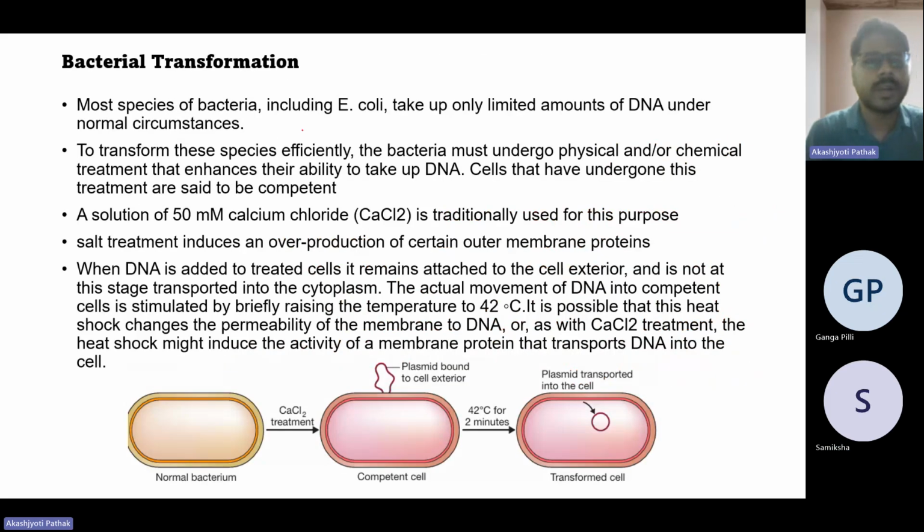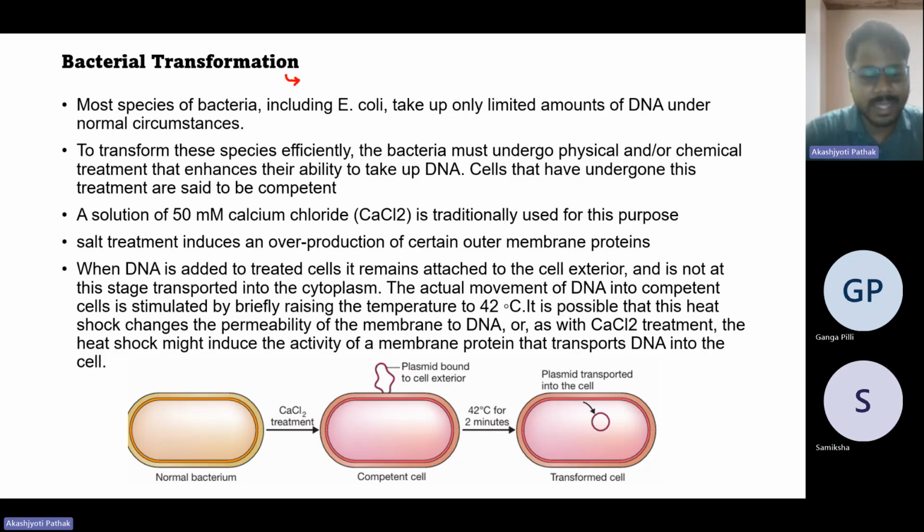So what is transformation? You all know, right? Can you tell briefly what is transformation? Because we have already covered these topics earlier also. Uptake of DNA from the surroundings. Yes, transformation is that.